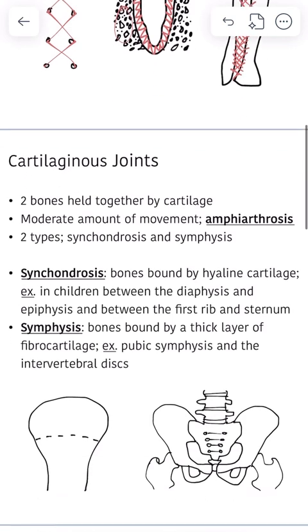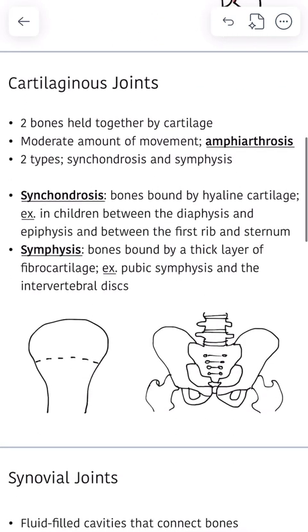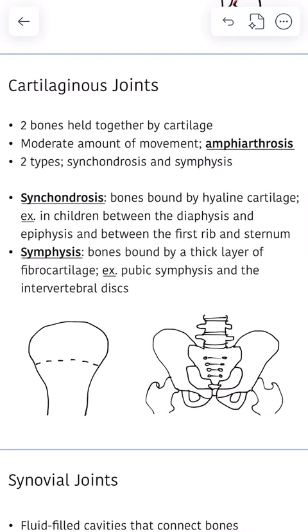Now the next type of joint is cartilaginous joints. It's two bones that are held together by cartilage. It has a moderate amount of movement, which is called amphiarthrosis. And there's two types, synchondrosis and symphysis. Synchondrosis is when bones are bound by hyaline cartilage.